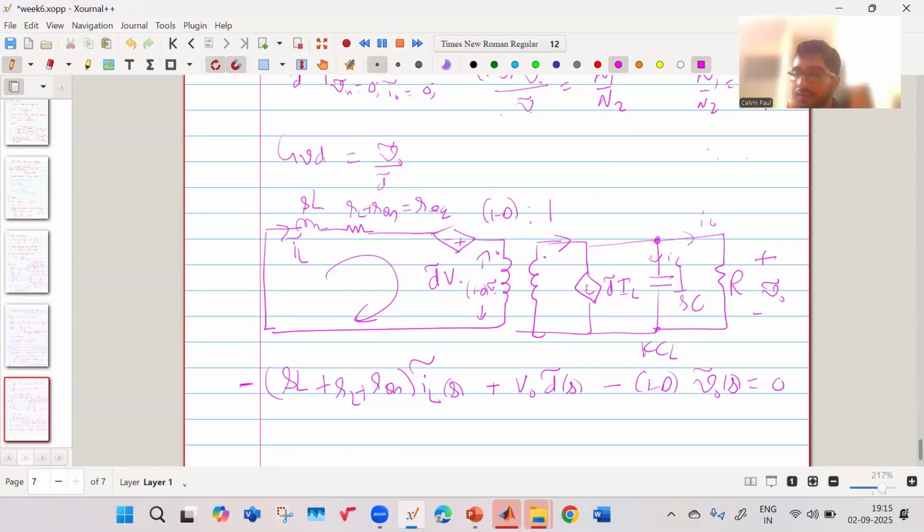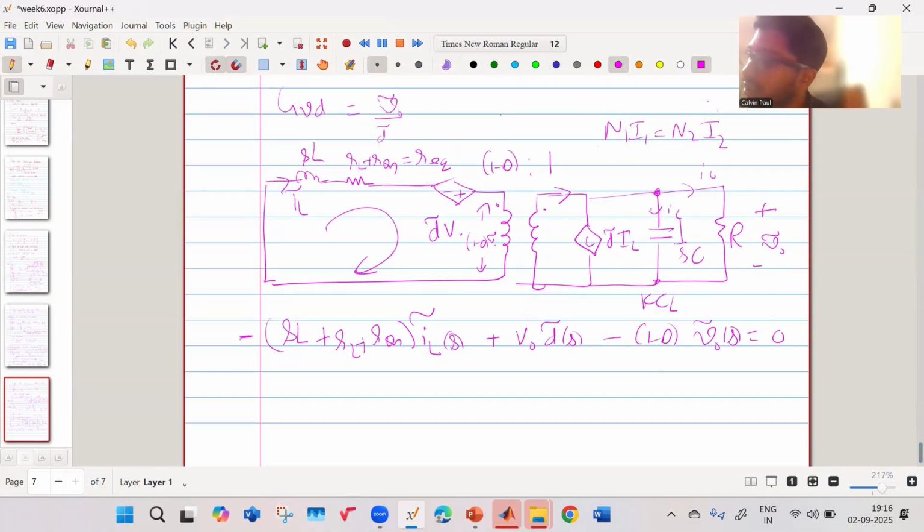We can use that N1 I1 equal to N2 I2. Yes, so we have to use N1 I1 is equal to N2 I2. N2 is 1, so I2 is equal to 1 minus D into I1, and your I1 is IL. So you have here 1 minus D into IL per term.